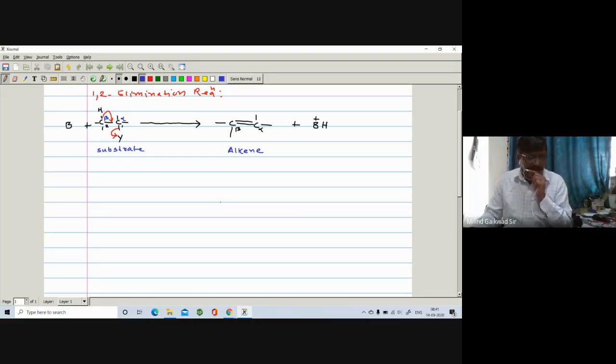We have to discuss what type of process takes place in this reaction. What are the different processes that take place in this reaction, right? So here, if you see this elimination reaction, you'll see that one process takes place: the bond between the C alpha and Y breaks. So there is a breaking of the C alpha and Y bond.